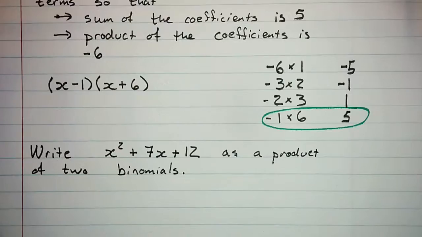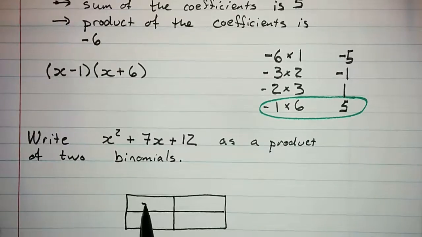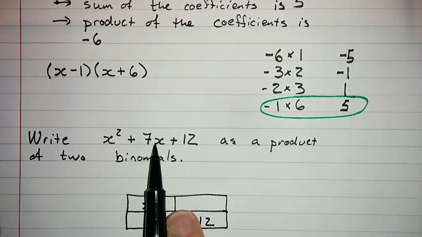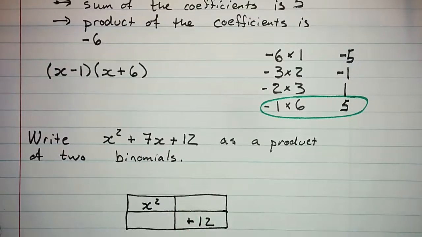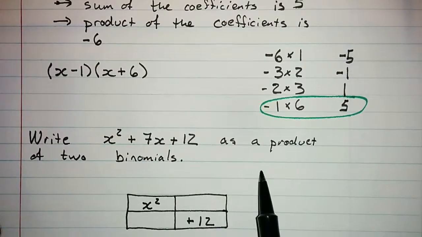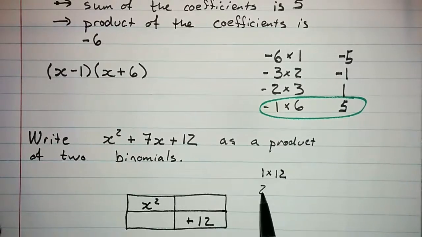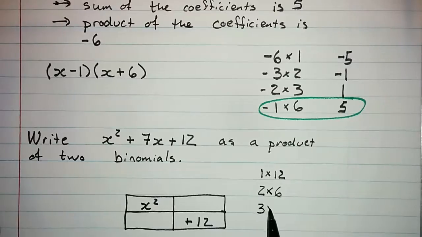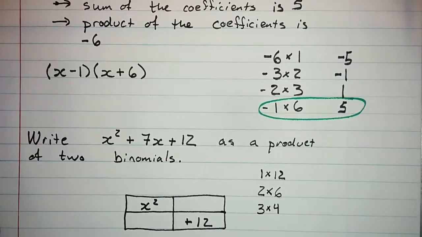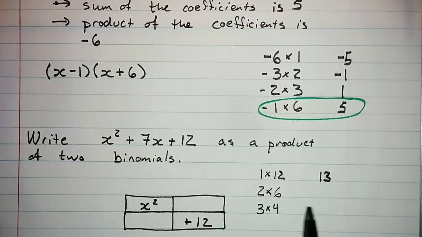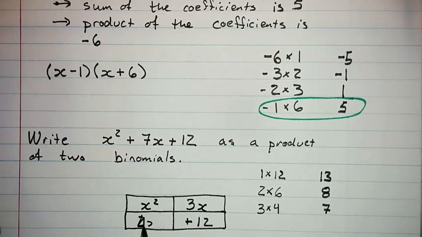Let's see that again. Let's say we want to write this polynomial as a product of 2 binomials. Well, here we'll have x squared, and here we'll have +12. We want to split up the x term so that the sum of the coefficients is 7, and the product is 12. How do we get 12 as our product? Well, 1 times 12, 2 times 6, 3 times 4, and then the other way around, right? So 1 plus 12 is 13, 2 plus 6 is 8, 3 plus 4 is 7. There we go then. So we'll have 3x and 4x.